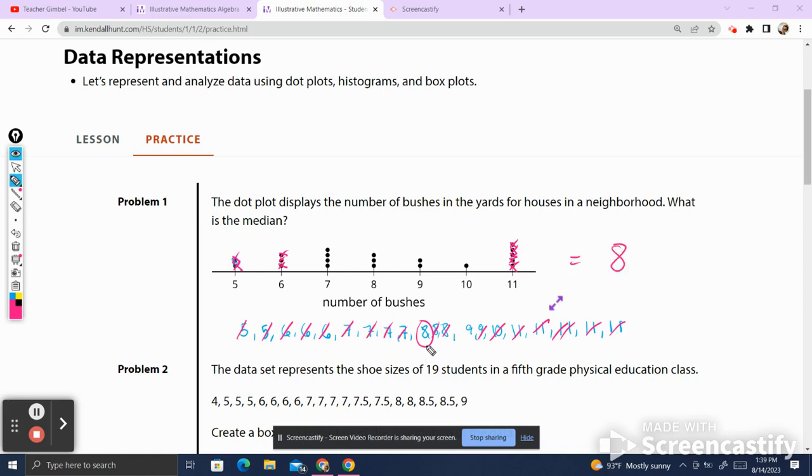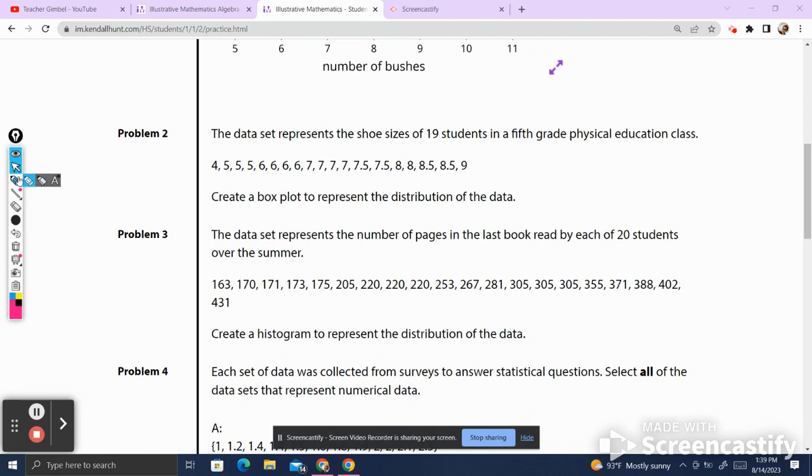And that means half of the houses have less than 8 bushes, and half the houses have more than 8 bushes. Let's move on to the next question. Feel free to pause at any time if you need a little bit more help or to go back over the beginning of this video.